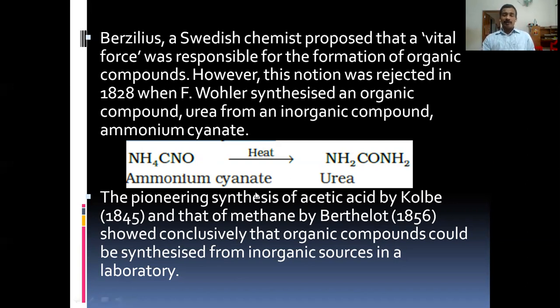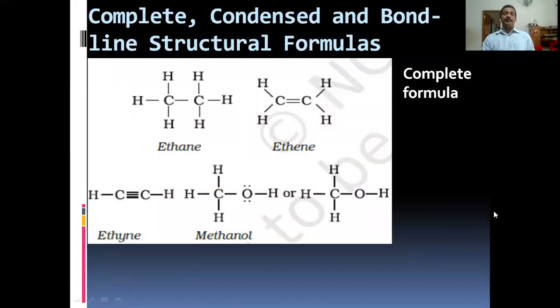After the discovery of urea, the next organic compound synthesized was acetic acid. It was by Kolbe in 1845. Kolbe's electrolysis, you will study it. After acetic acid, methane was prepared by Berthelot in 1856. So all this proved that no vital force is required for the production of organic compounds. It is possible to prepare organic compounds in the laboratory.